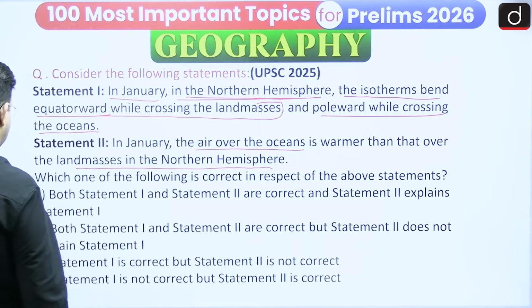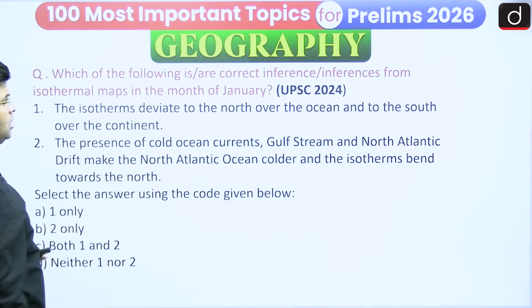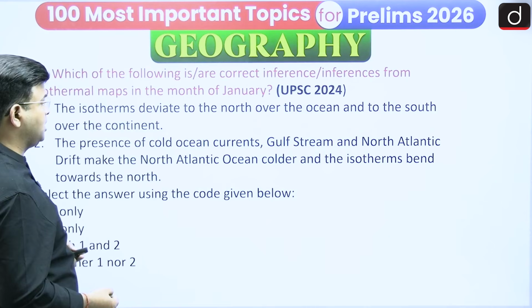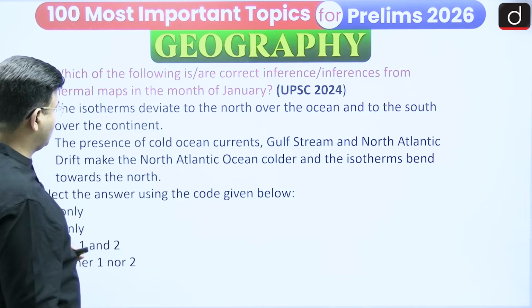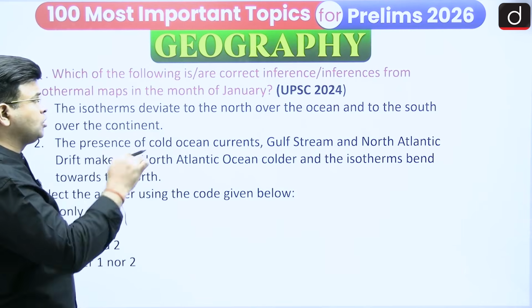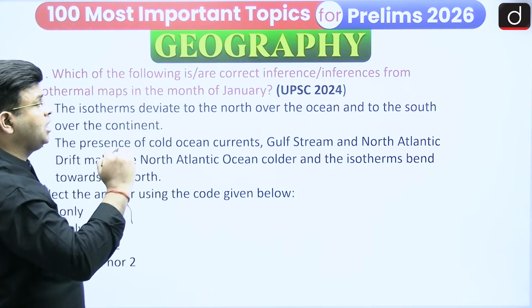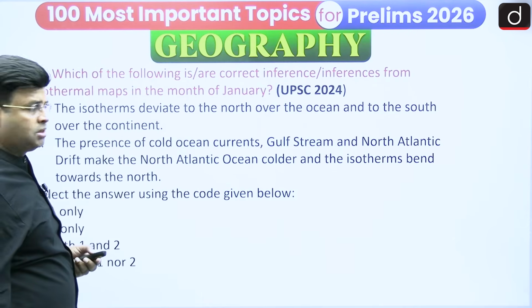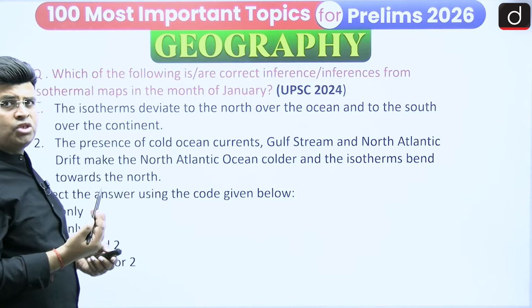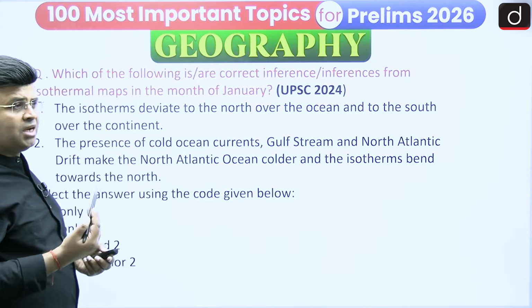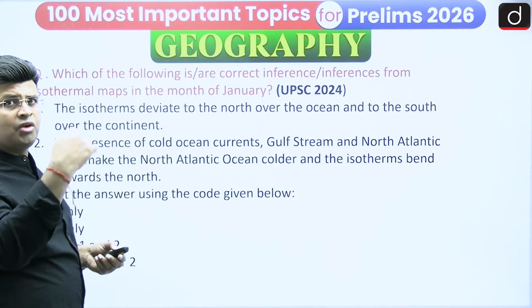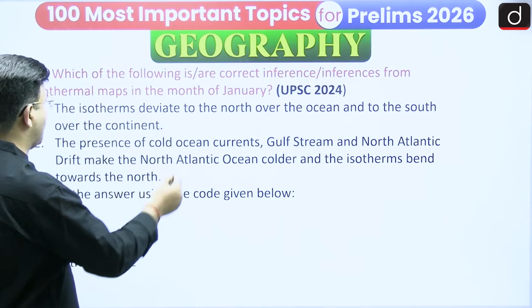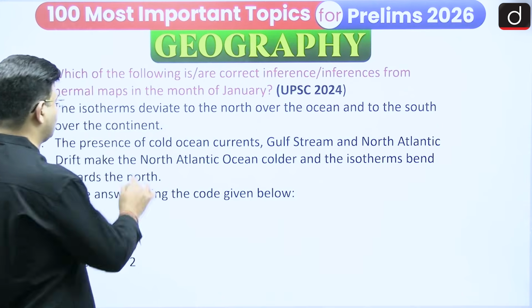Another part that we can say here, like I said, which of the following are correct inferences from the isothermal maps in the month of January, UPSC 2024, it has been asked. The isotherms deviate to the north over the ocean and to the south over the continent. It is the same kind of question, but instead of north and south as I said earlier, where it was pole-ward, now it is north, and equator-ward it is said south. So the isotherms deviate to the north over the ocean and to the south over the continent.